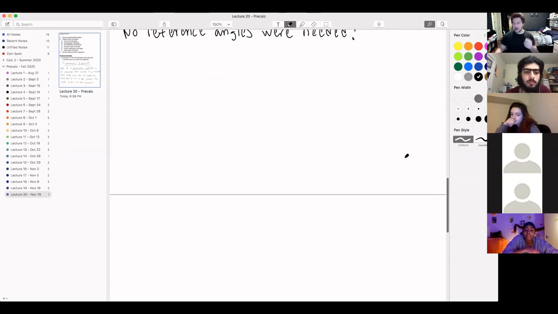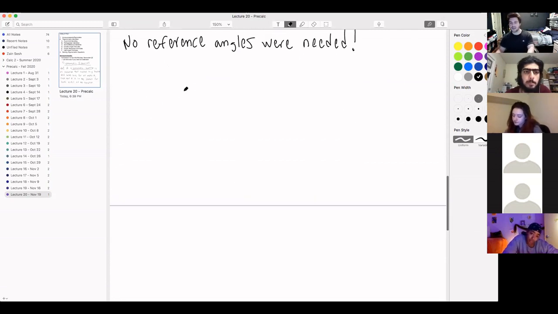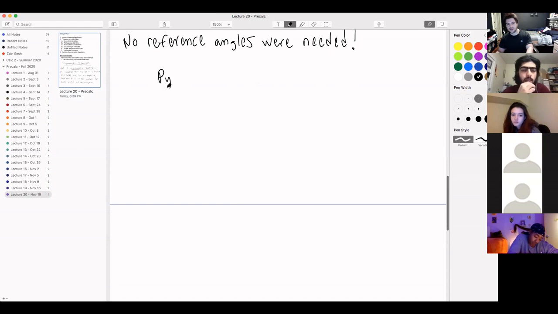Here are now probably the most famous trig identities. These are called the Pythagorean identities. These are very beautiful identities.